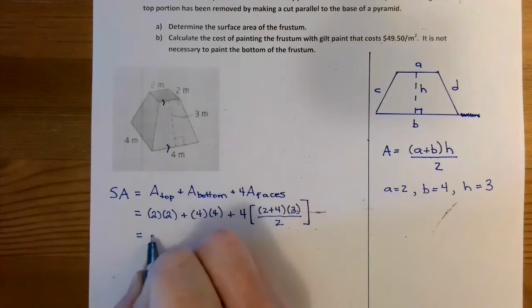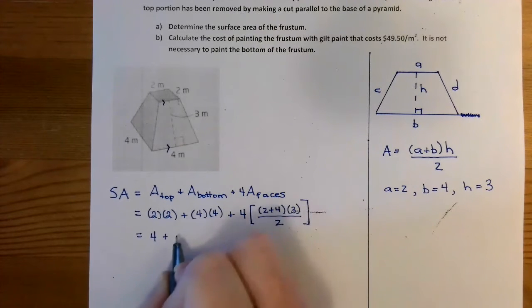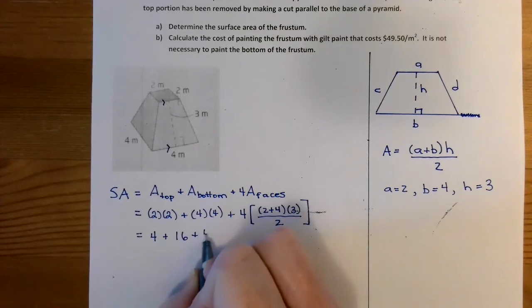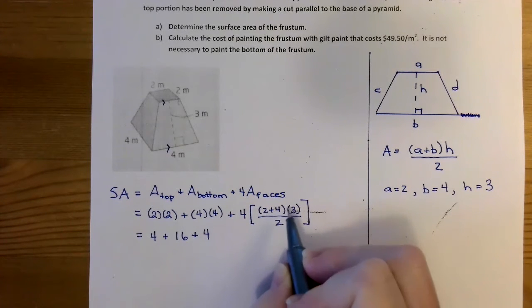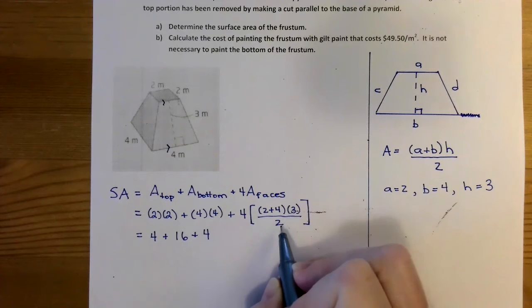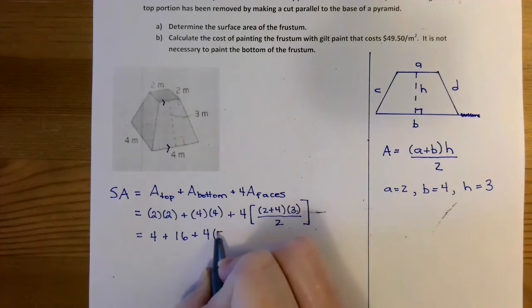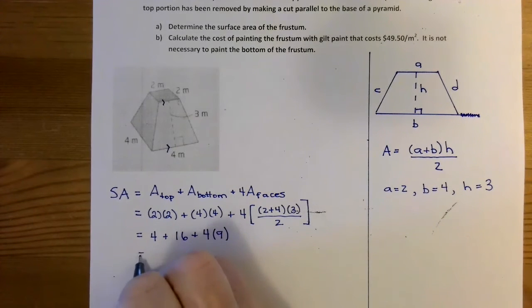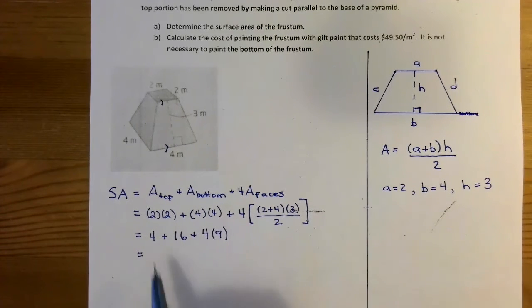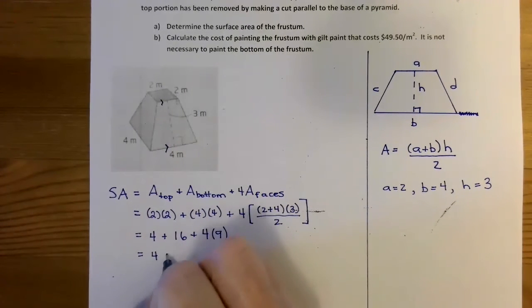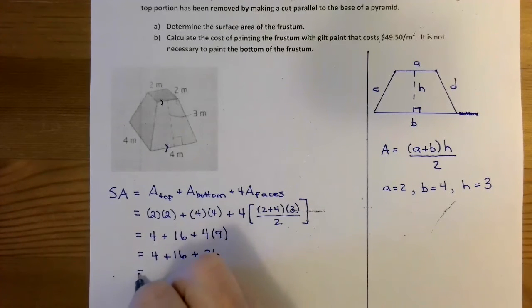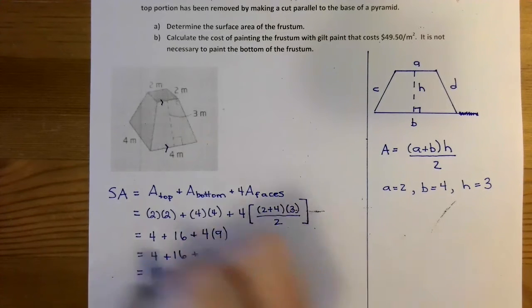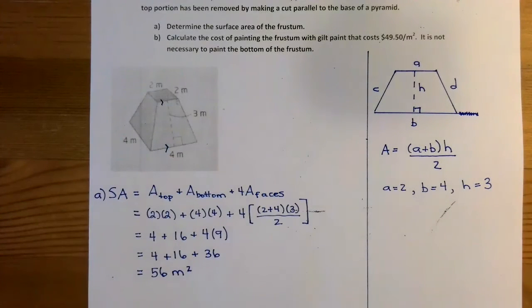So I know that 2 times 2 is 4, and 4 times 4 is 16. And then if I do this math, 2 plus 4 is 6, and 6 times 3 is 18, and 18 divided by 2 is 9. So I have 4 times 9, which is 36. And so I have 20 plus 36, which is 56 meters squared. So that's the answer to part A.